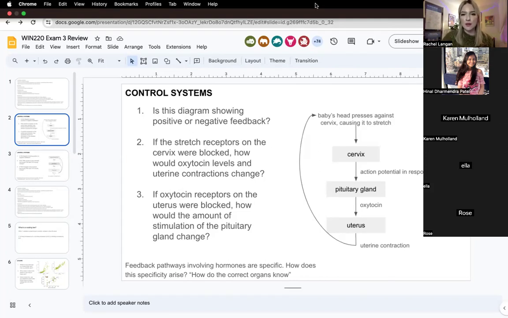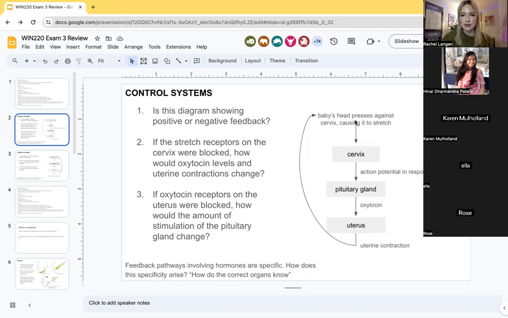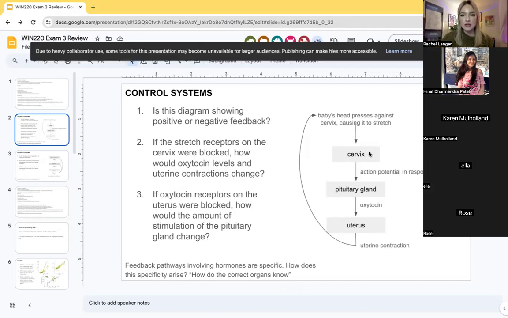So here we have a diagram that says, baby's head presses against the cervix, causing it to stretch. In response, the stretch on the cervix causes action potentials to be sent from the cervix to the pituitary gland. And then the pituitary gland in response releases oxytocin. And the uterus has receptors for oxytocin, so it responds by initiating uterine contractions. Uterine contractions cause the baby's head to press against the cervix, causing it to stretch, and the whole cycle starts over again.